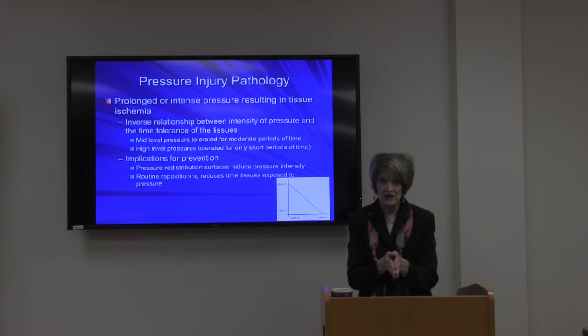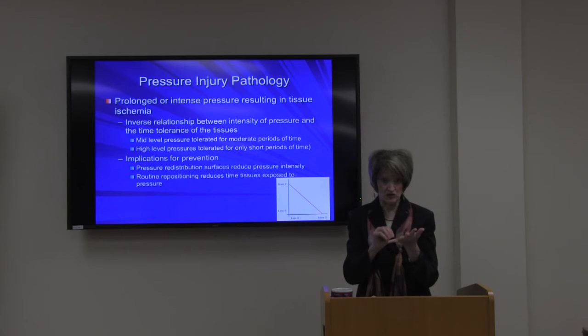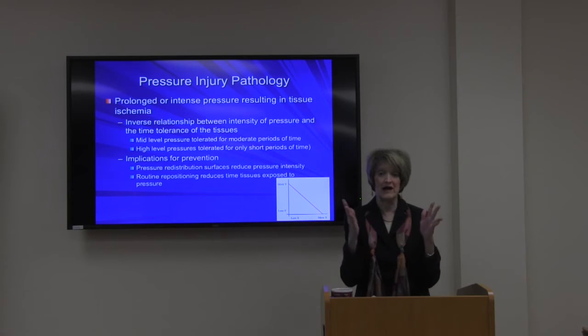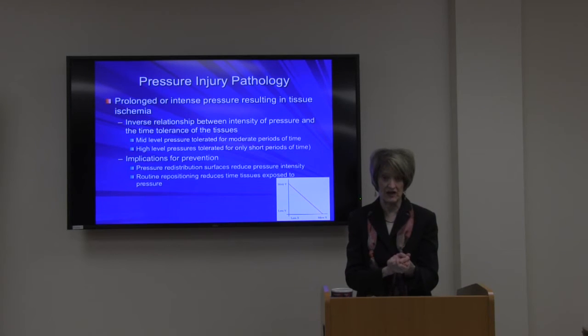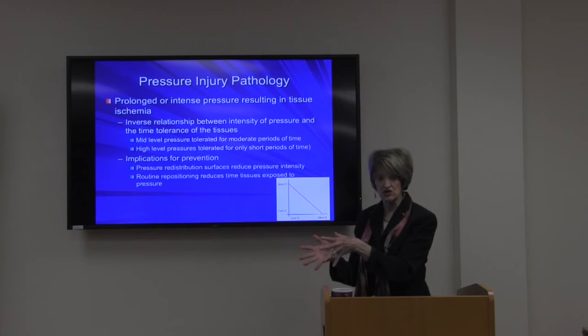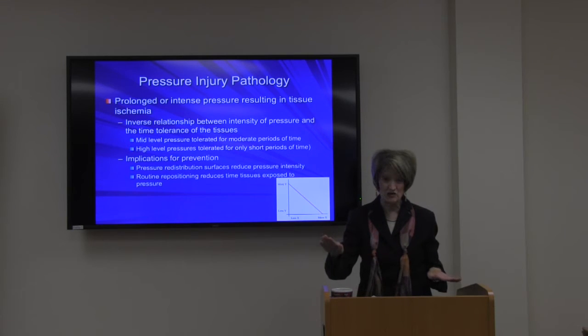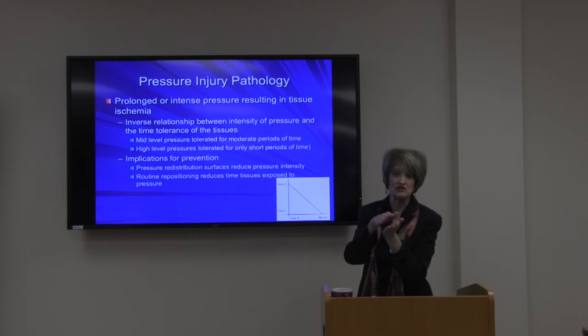So major implications for us in terms of prevention. We want to intervene to reduce the intensity of the pressure exerted against the soft tissues, and we want to intervene to reduce the amount of time that those tissues are going to be compressed. How do we do that? How do we reduce the pressure intensity? We use support surfaces. We use cushions in the wheelchair. We use mattresses on the bed that are designed to evenly distribute pressures to reduce the pressure intensity.